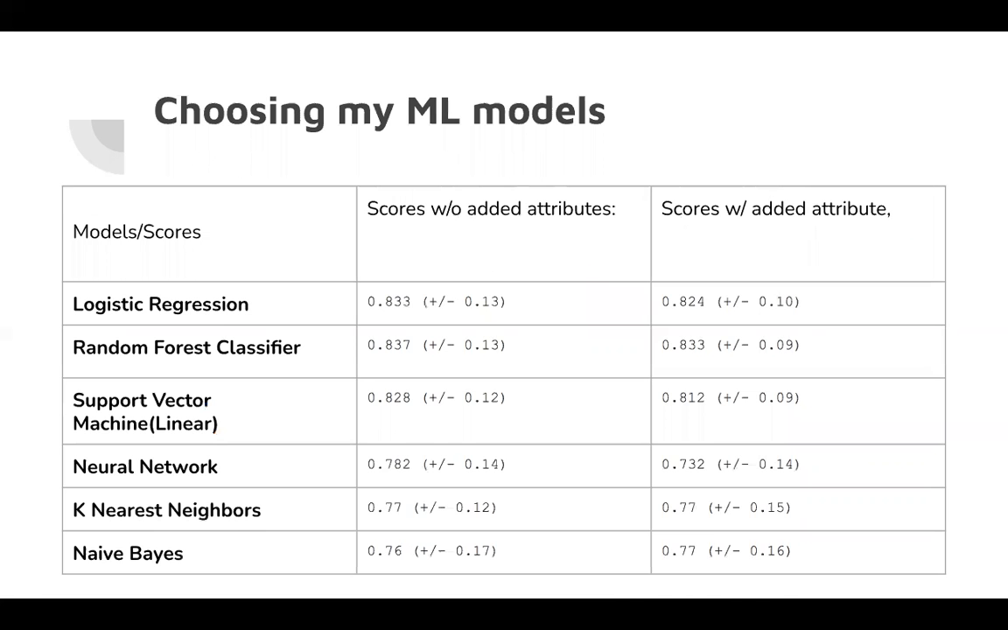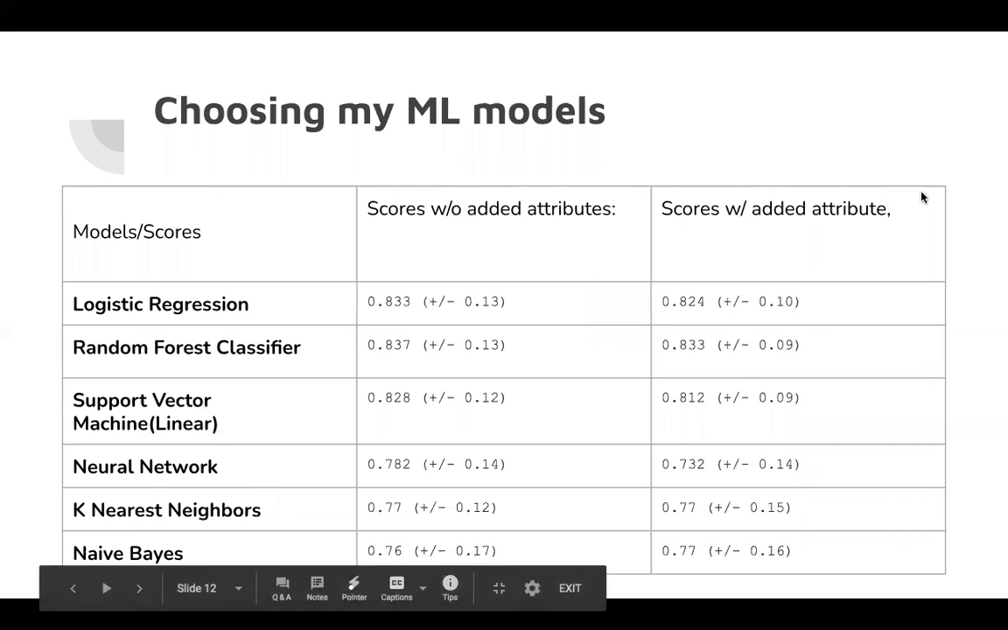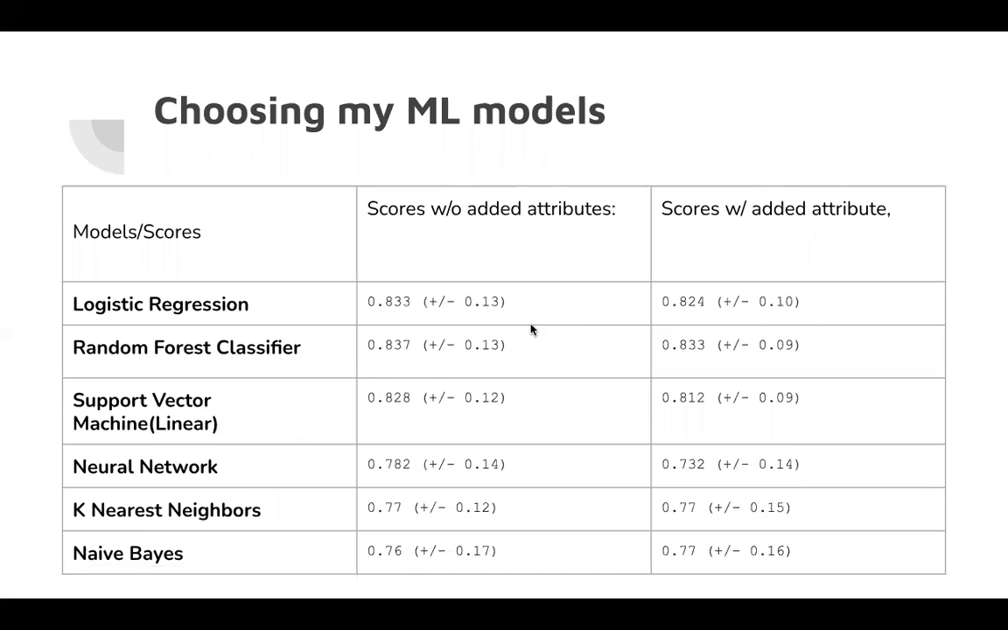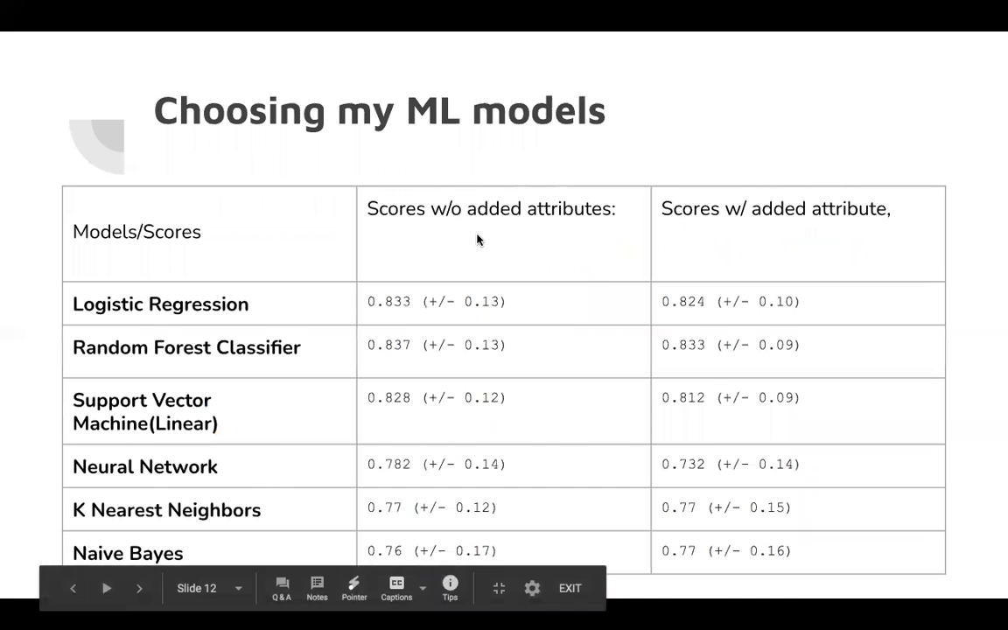So these are the machine learning models that I chose. I chose these because these were the classifying models. Let me talk about the scores. I ran this first without my combined attributes class, so these are the scores without added attributes. And then I ran it again with my attributes, and those are the scores that I got.